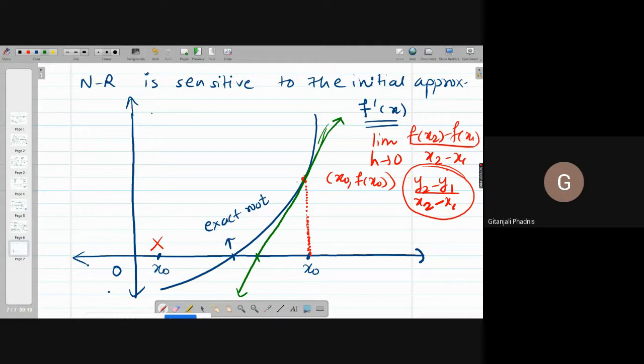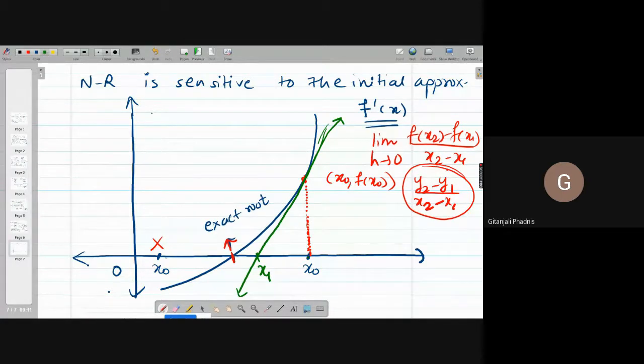What does this tangent do? It cuts the x-axis. Yes, ma'am. Like the curve cuts the x-axis here, and this is the exact root. Here I want to reach. Now when I draw a tangent, that tangent cuts the x-axis, and this is my first approximation. This is my initial approximation.